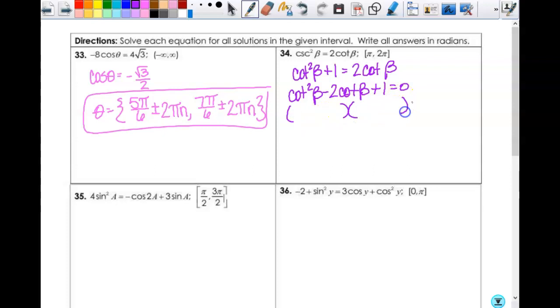Then I need to factor. So this will give me cotangent beta, cotangent beta. This is positive, so these have to be the same. So minus and minus happens to be minus 1 and minus 1, because you could have just factored it straight into cotangent beta minus 1 squared. Either way, I'm only going to have one answer in the end. So cotangent beta equals 1, which means tangent beta equals 1. So beta, we're going from pi to 2 pi. It's here. The only time tangent is positive down here is in the third quadrant. So this would be 5 pi fourths.